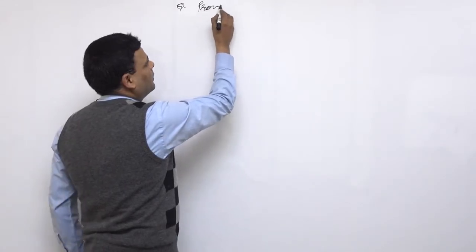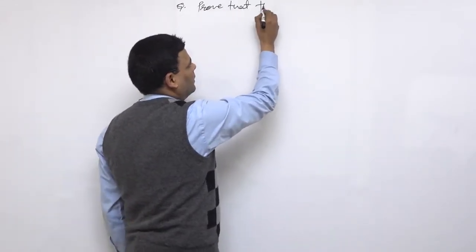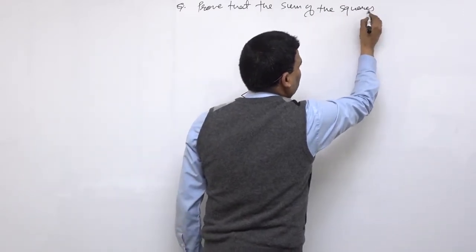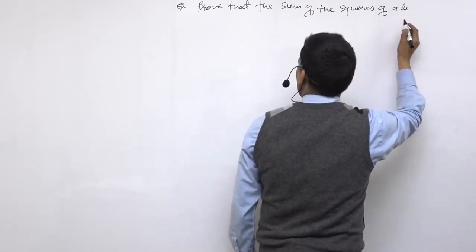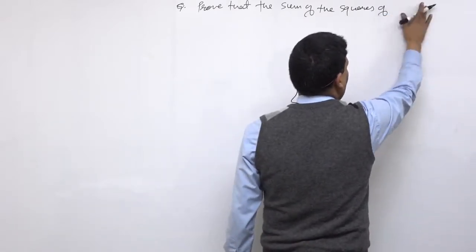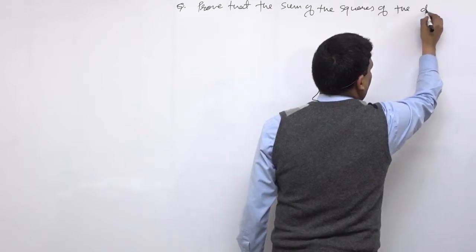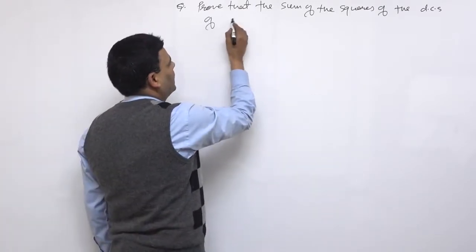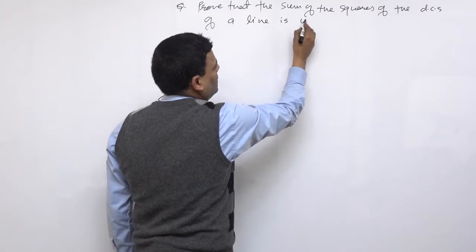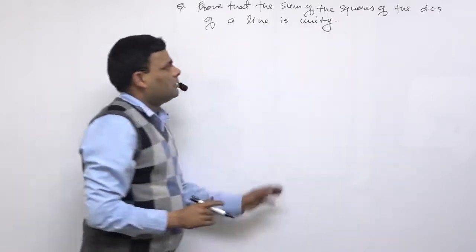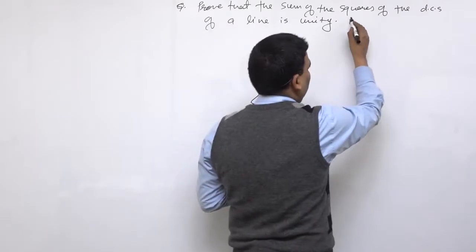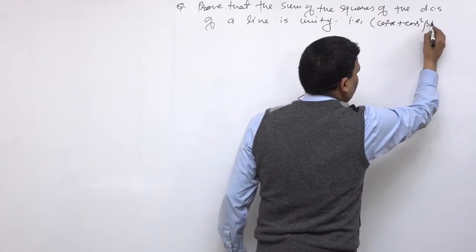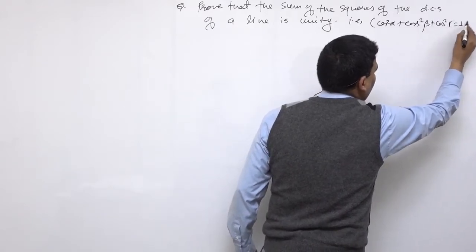Prove that the sum of the squares of the DCs of a line is unity. That is, cos square alpha plus cos square beta plus cos square gamma equals 1.